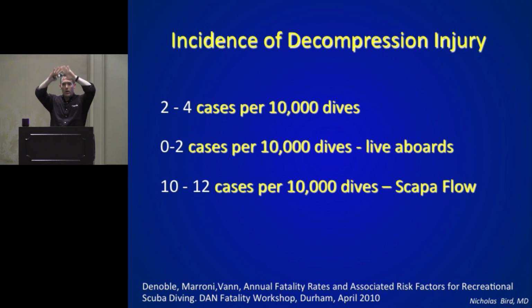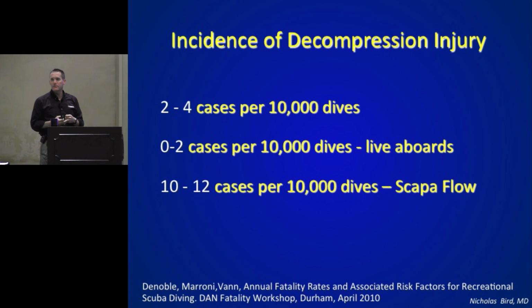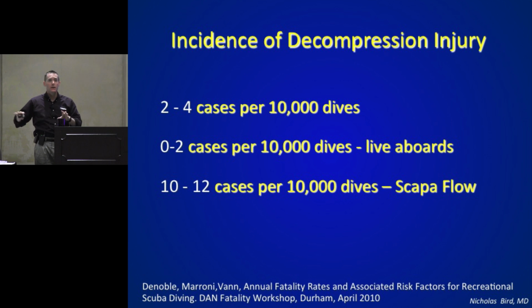So overall, all cases, we hear about 2 to 4 cases per 10,000 dives. Not a rip-roaring incidence rate. When we break that out to a couple of different populations, I don't want you to look at water temperature as the primary differentiator here. I just want you to think about these as a couple of different study populations who happen to be diving in different parts of the planet.